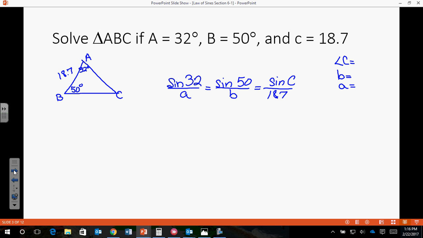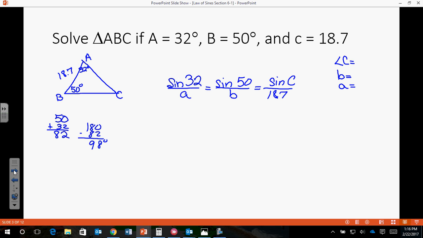Okay? Absolutely. Add them up and subtract them from 180. 50 and 32 is 82. So 180 minus that 82 is 98, right? So is my triangle drawn to scale? Absolutely not. Okay, and that's okay.